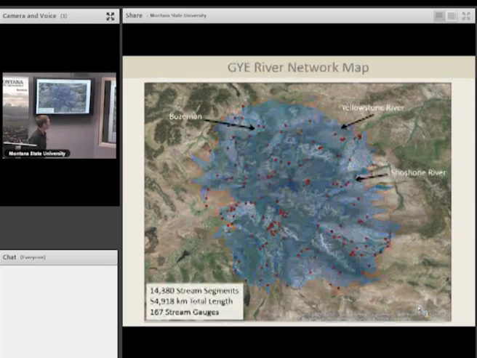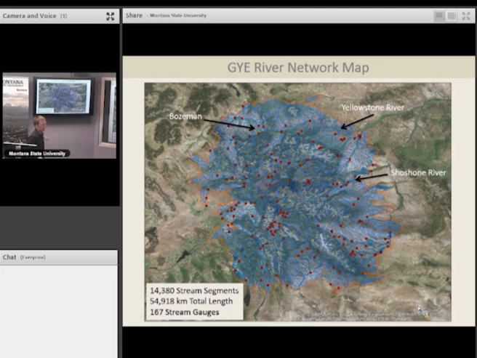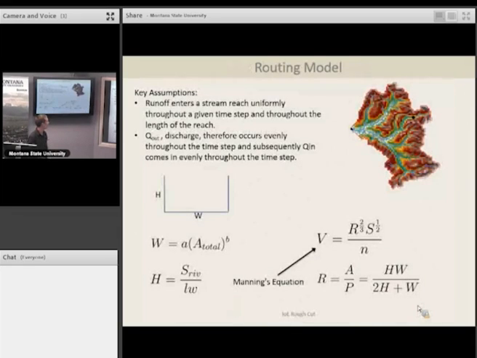So yeah, then there's a 1-to-1 ratio between catchments and stream segments. In total it was about 55,000 kilometers in length, and there are 167 stream gauges there that we get data for. Some of the key assumptions of the model were that runoff generated in the catchment would enter the stream throughout the time step uniformly, and uniformly throughout the length of the reach. Then Q out comes out evenly from each reach, and Q in comes in.